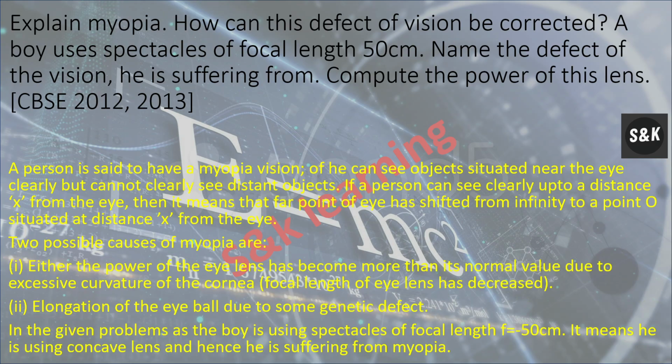Explain myopia. A person is said to have myopic vision if he can see objects situated near the eye clearly but cannot see distant objects. If the person can see clearly up to a distance x from the eye, this means that the far point of his eye has shifted from infinity to a point O.